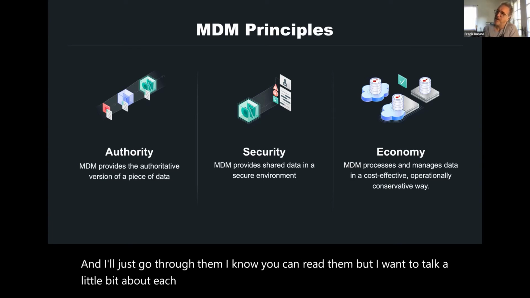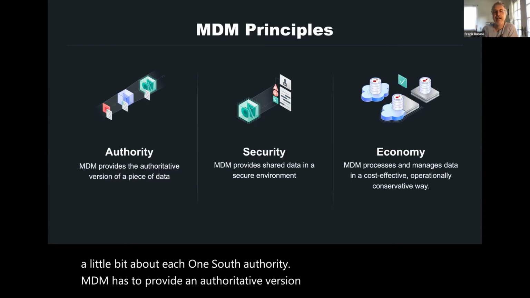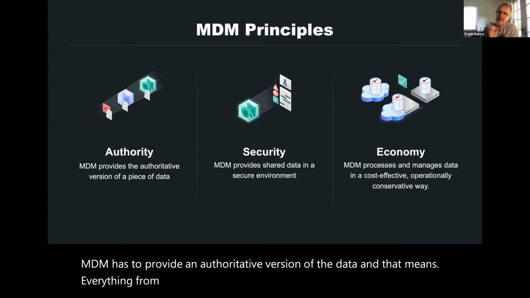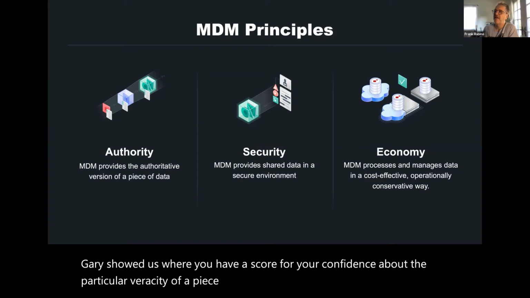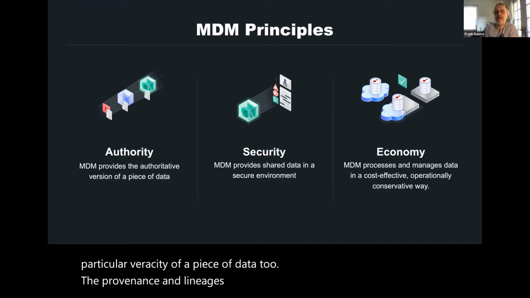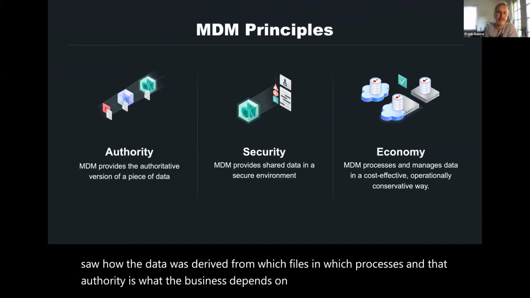So authority. MDM has to provide an authoritative version of the data. And that means everything from the truth-based to trust-based mastering that Gary showed us, where you have a score for your confidence about the veracity of a piece of data, to the provenance and lineage that we also saw in Gary's demo, where we saw how the data was derived from which files and which processes. That authority is what the business depends on to be able to make decisions.